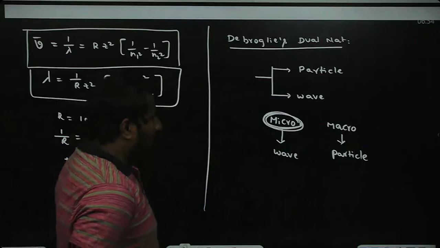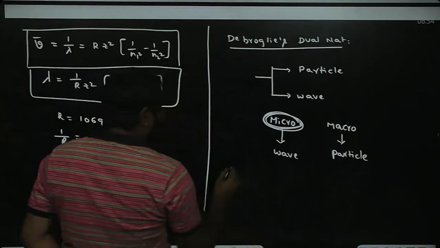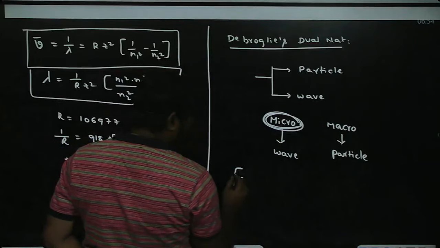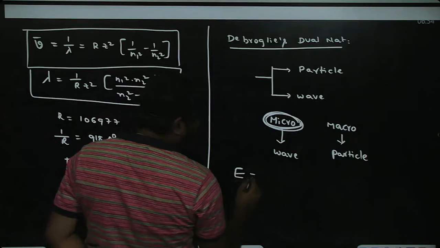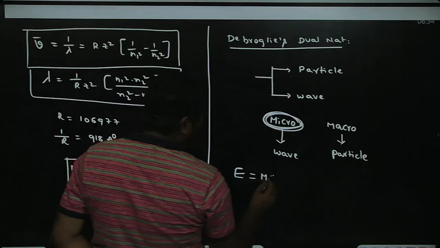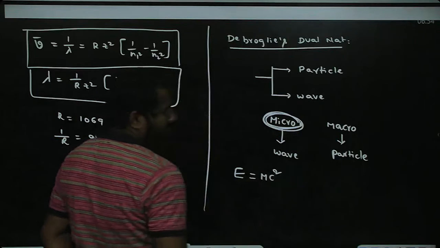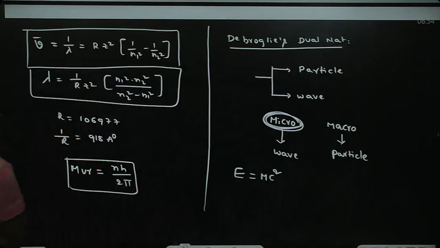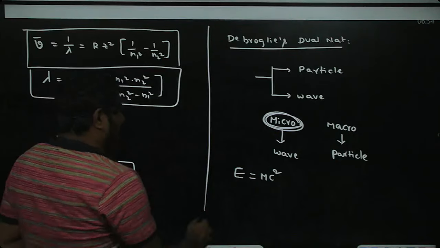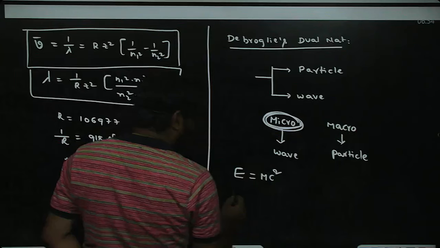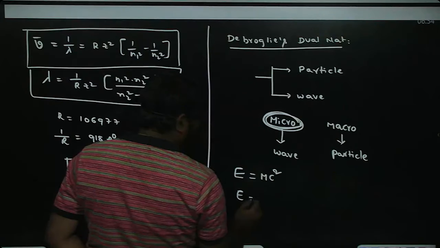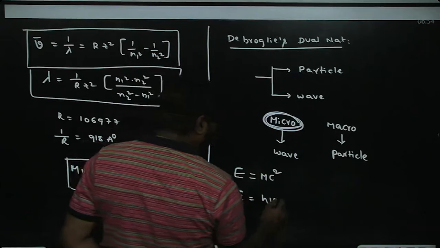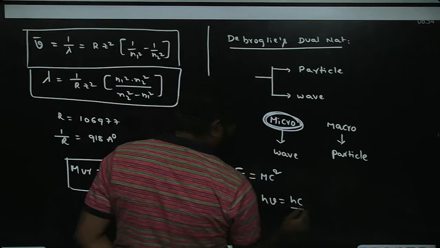Okay, now how are we going to find out? How did he give the relation between mass and wave nature? He used two theories. One is Einstein's theory, that is E equal to mc square. The other one is E equal to h nu from Planck's quantum theory. That h nu we can write as hc by lambda.